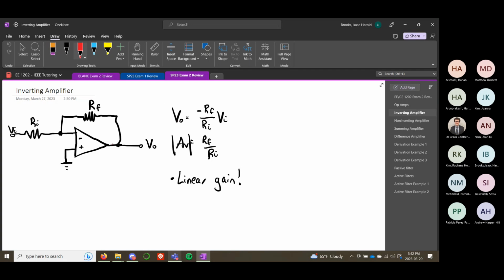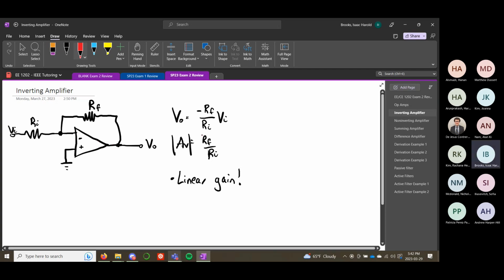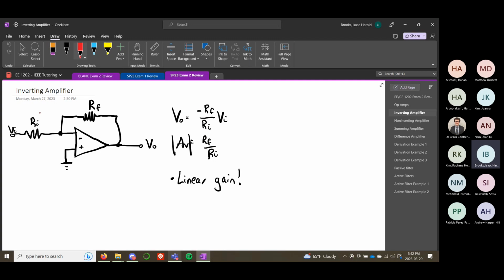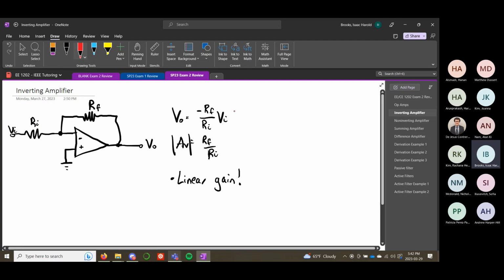So we can derive this gain. Of course, Vout equals negative RF over RI times VI. Your input voltage, this is your input resistance, and this is your feedback resistor. If we wanted to rederive this gain equation of RF over RI, then we could use our golden rules.